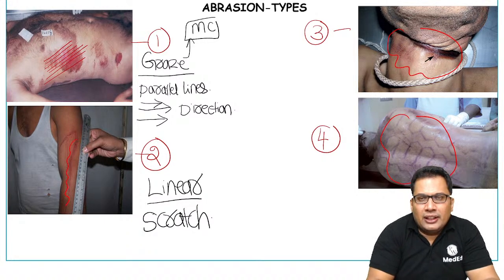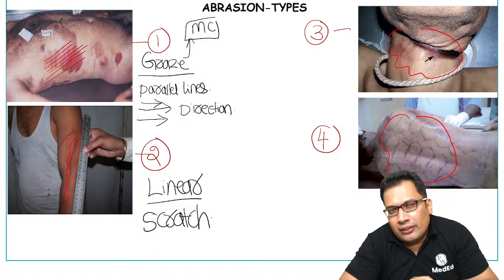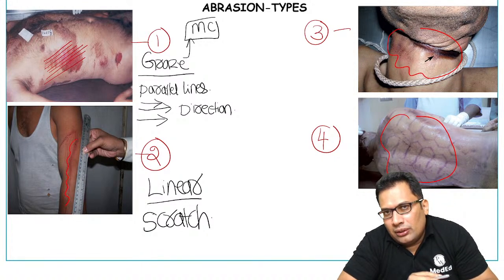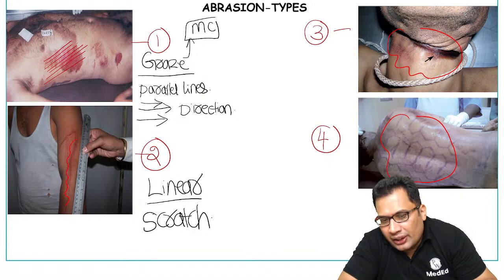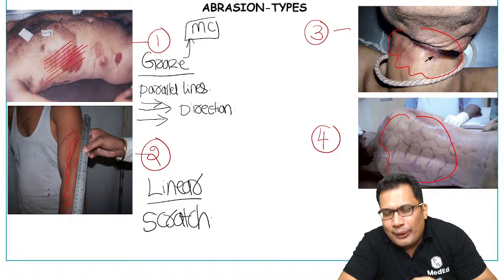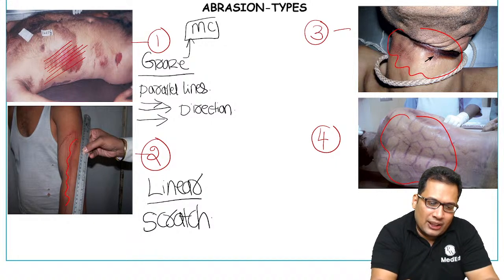Image number 3 is the case of hanging. When the pressure is applied perpendicular to the body for a long time, in case of hanging or strangulation, you will see black or brown color abrasion, oblique. That is pressure abrasion.